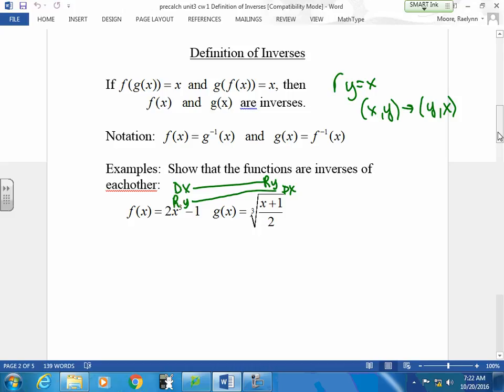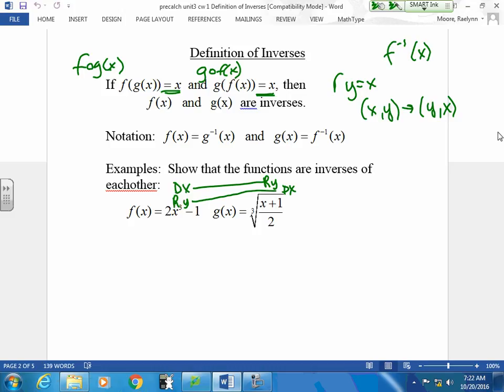Now, to prove that they are inverses of each other, and we denote an inverse by this little -1 up here, we do both compositions, f of g of x and g of f of x. You can write it this way, you can write it with parentheses. If both of those yield x, then we have an inverse situation.